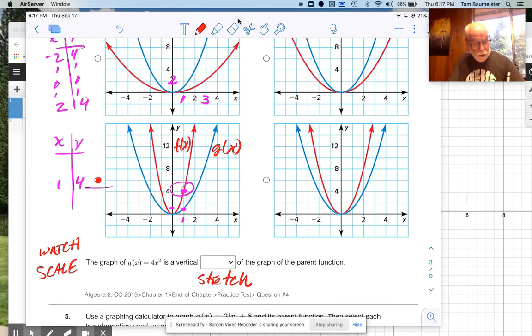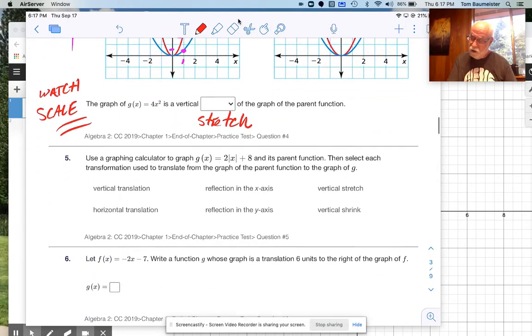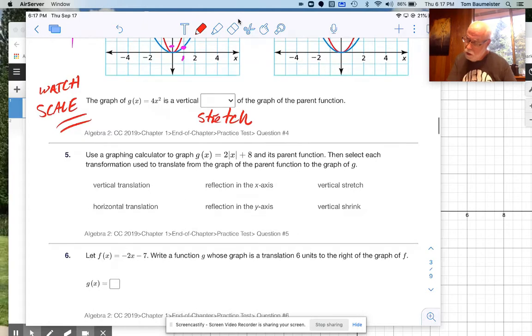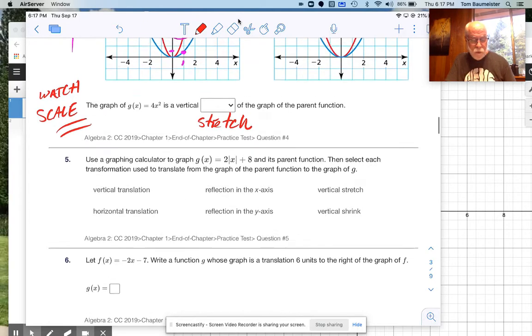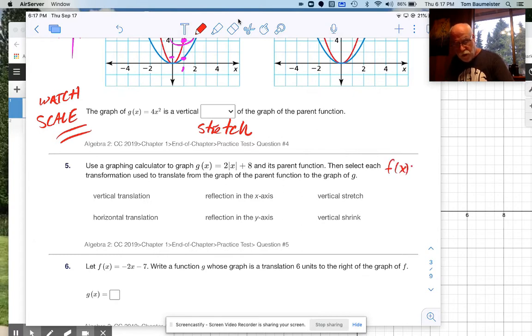Because again, on the other test, I'm not sure what they are doing. Okay? So number 5, it says using a graphing calculator to graph the absolute value of x plus 8 and its parent function. Remember, its parent function would be f of x is equal to the absolute value of x. All right?